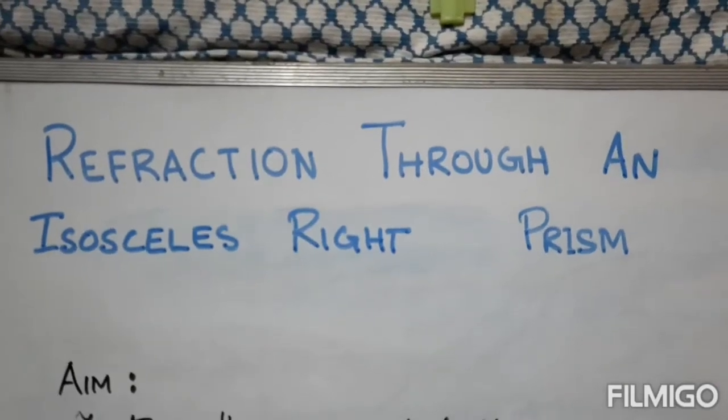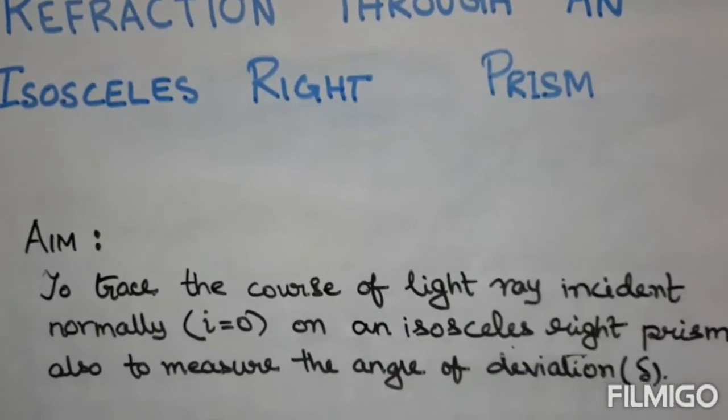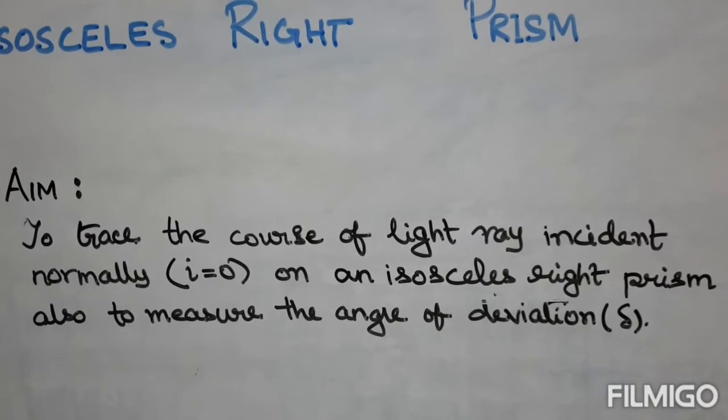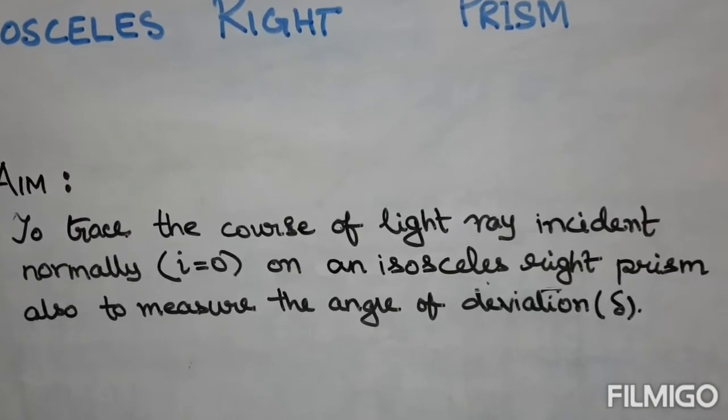Experiment: refraction through an isosceles light prism. The aim of the experiment is to trace the course of a light ray incident normally on an isosceles right-angled prism and also to measure the angle of deviation.